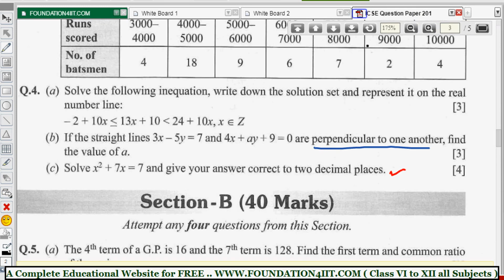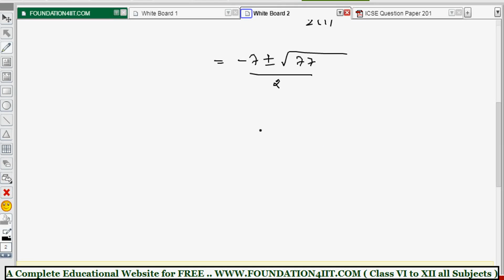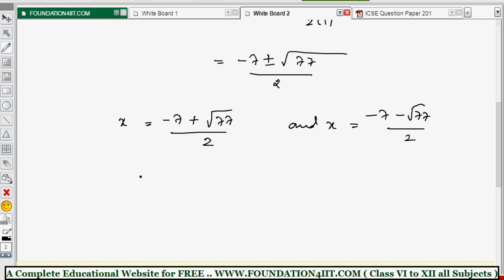So according to the problem, correct to two decimal places. Taking positive sign and simplifying, x is equal to minus 7 plus square root of 77 by 2, and by taking negative value, x is equal to minus 7 minus root 77 by 2. So by using a long division method, you need to find out root 77 value. So I am giving that answer here.